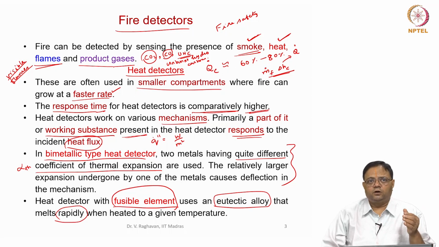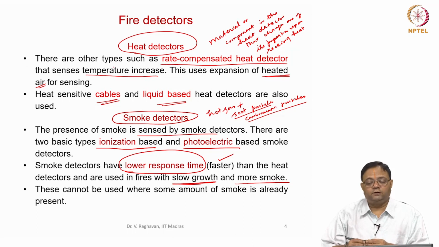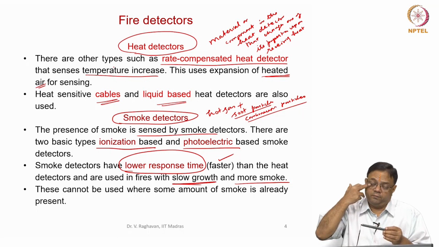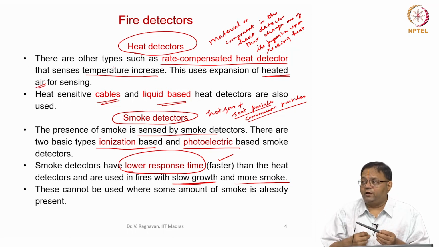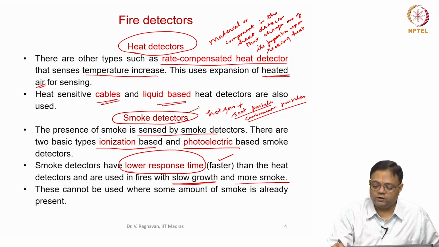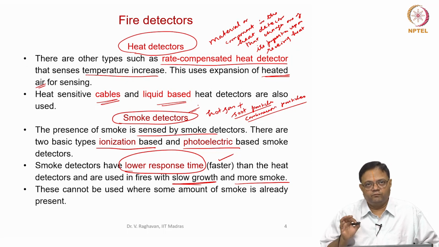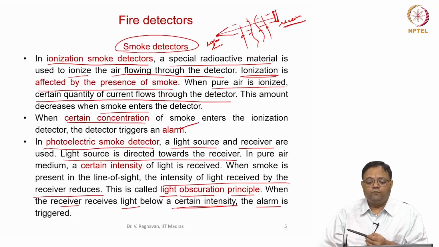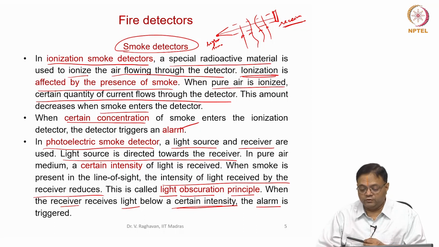Heat detectors are used for fast growing fires. Smoke detectors can be used in slow growing fires also. This is most commonly used. Smoke detectors are the most commonly used because in domestic applications the fire sources are basically unsaturated hydrocarbons, so they produce a lot of smoke. So using smoke detectors is very effective in domestic applications. And there are two types of smoke detectors, ionization and photoelectric. Photoelectric are most commonly used in several applications.